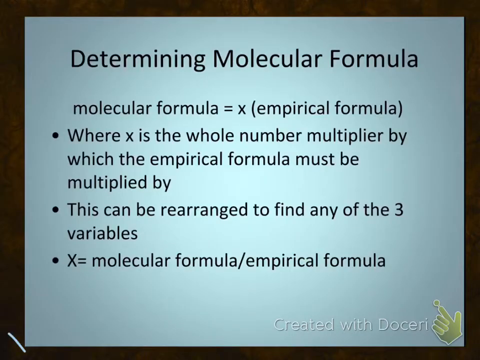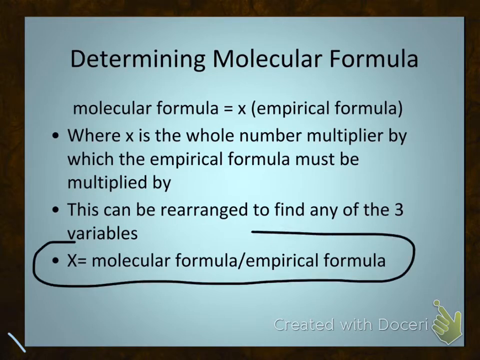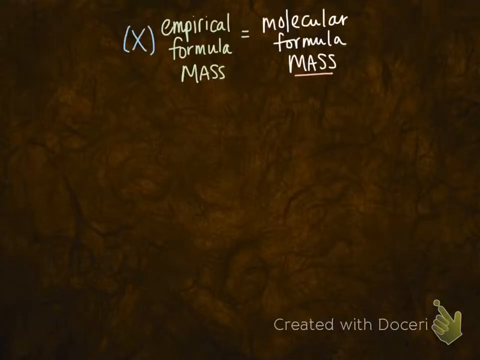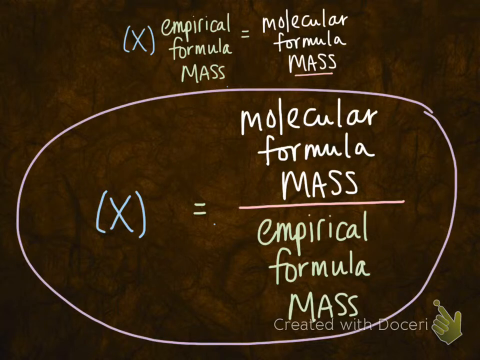Awesome! And I should point out at this juncture that while we typically use the equation in a form sort of like this, we can really rearrange this to find any of the 3 variables. So here's the one that's most common and most helpful. X times empirical formula mass equals molecular formula mass. Rearranged gives us this. Once we have that multiplier x, we can actually do the math on the subscripts to come up with the molecular formula.